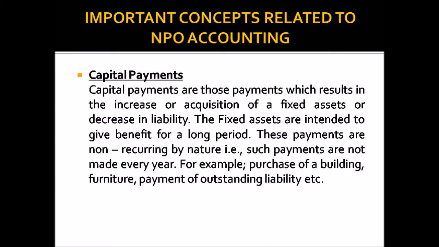So we have now four concepts. First is revenue receipts and capital receipts. Then you have revenue payments and capital payments. We have to be very clear about all these four concepts, and only when these four concepts are clear can we proceed with the preparation of the income and expenditure account, which is an important part of the financial statements of a not-for-profit organization. So we'll discuss more details with each of the items or each of the examples when we do the numericals. So now let us proceed to some other important terms which are used in not-for-profit organizations.